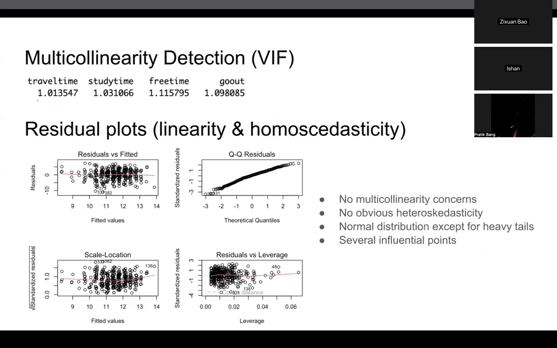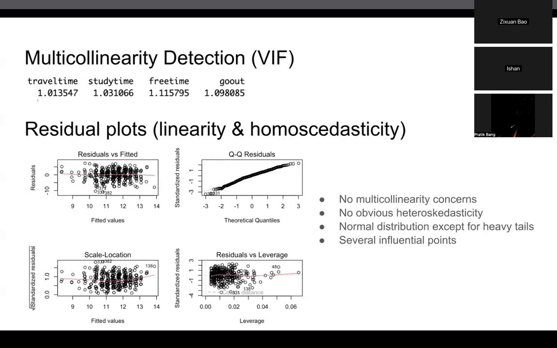And then we tried to improve our model a little bit. We started with multicollinearity detection. We used VIF to detect these issues, and the results show that the values are all smaller than 5, which means that there are no significant multicollinearity concerns.